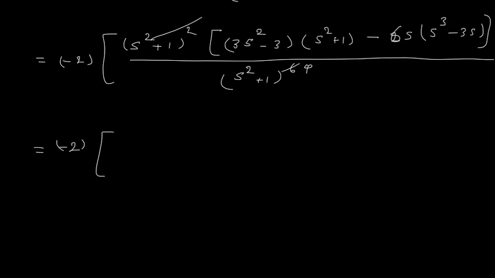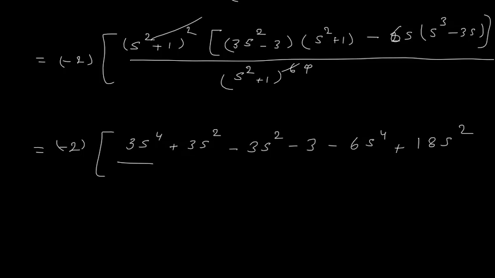into 3s square. Let us open the bracket. 3s square into s square is 3s power 4. Then plus 3s square. Then minus 3s square. Then minus 3, then minus 6 in s into s cube is 6s power 4, then minus minus plus, it is 6 3 the 18 s square, and whole divided by, I have s square plus 1 the whole power 4.